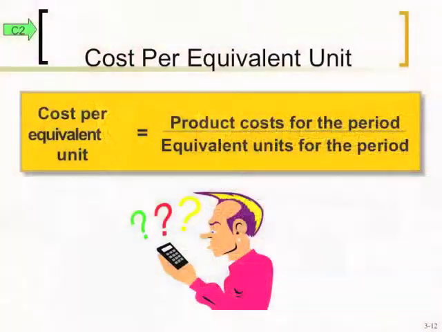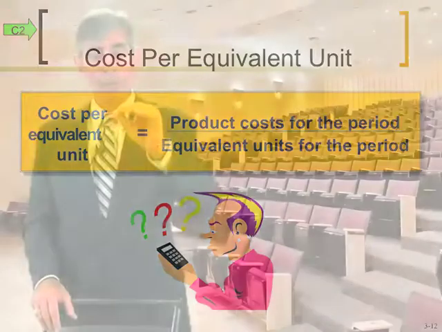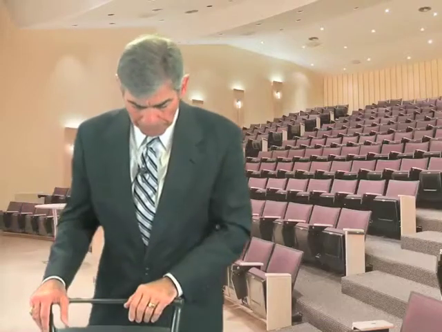So if we look at the cost calculation, how do we get our cost per equivalent unit? We take our total product cost for the period, that becomes the numerator, and then we look at our denominator, which is the equivalent units for the period. Now, one thing to remember is that our equivalent units of production are going to go back to the product cost. So we will have an equivalent unit of production each for direct material, direct labor, and manufacturing overhead.